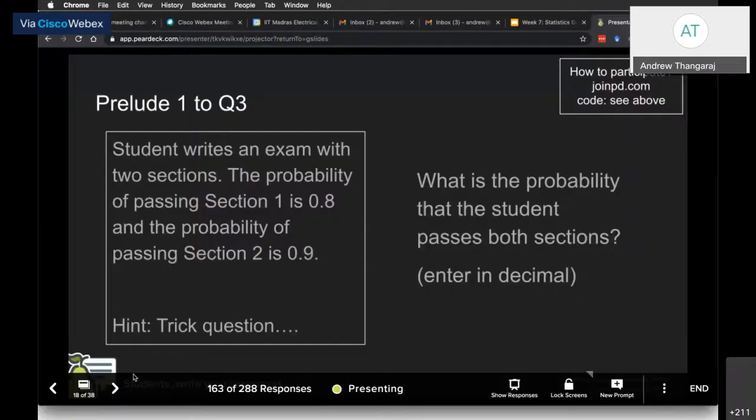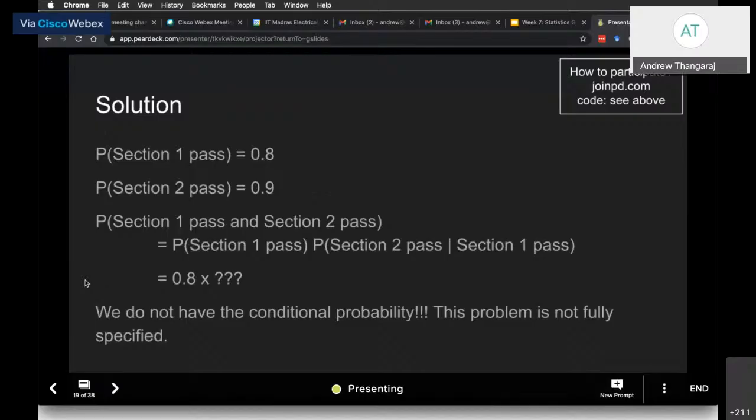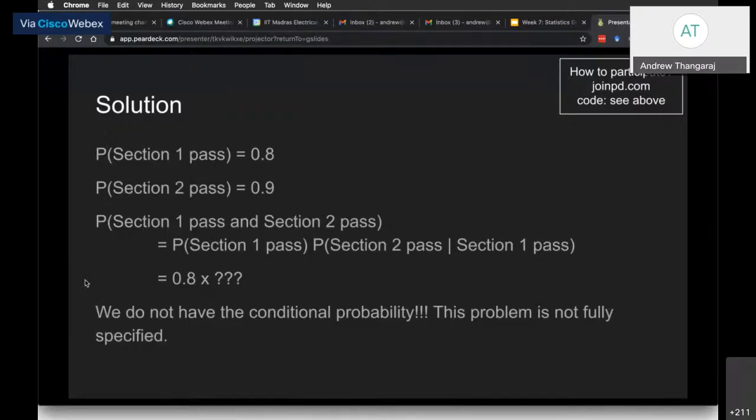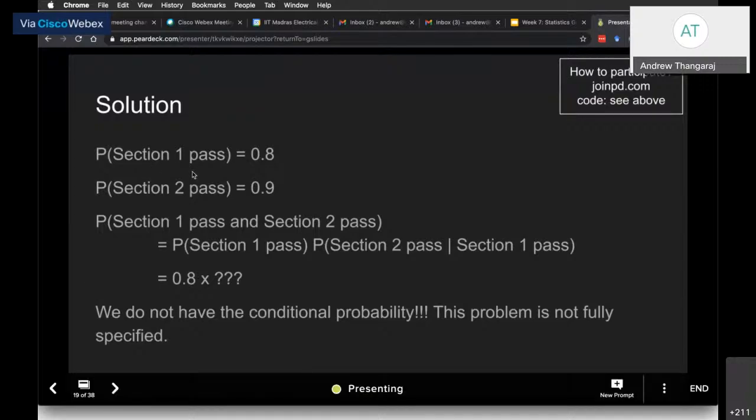So here's my solution, right? A question like this, I would answer like this. Okay, and I leave it like that. I don't want to write anything else, right? So why is that? Look at my rule. My rule says probability of section 1 pass is 0.8, section 2 pass is 0.9. I'm being asked for section 1 pass and section 2 pass. My rule wants a conditional probability which has not been given. Okay, this has not been given.